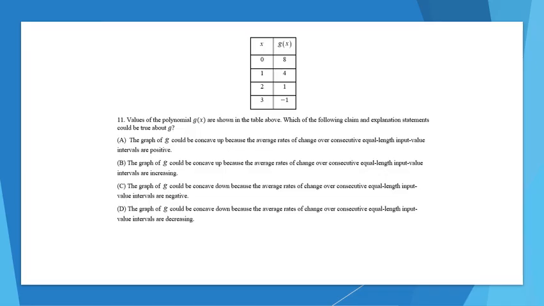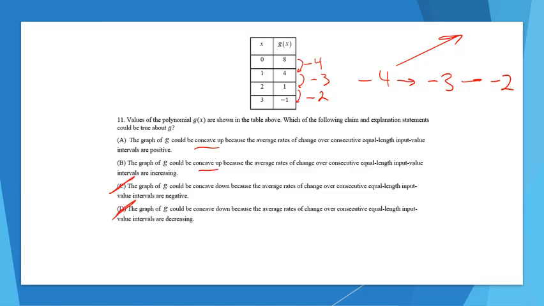Number 11, values of the polynomial function g of x are shown in the table above. Which of the following statements is true? So here we're talking about concavity. All 4 answers address concavity. So let's see if this graph is concave up or concave down. So to determine this, we only want to find the first difference, the average rate of change. This is -4, -3, -2. And see how these are changing. So we're going from -4 to -2. So we are increasing in numerical value. So this is going to be concave up.